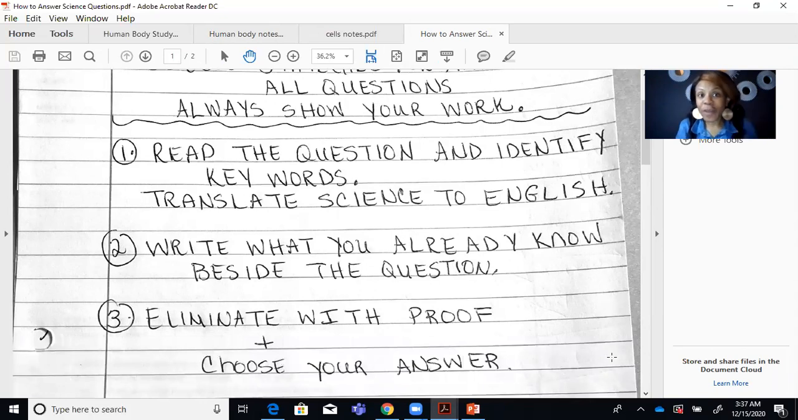Number one, first you have to read the question and identify the keywords and translate the science to English. Similar to if you speak more than one language, if you say, oh, hola, then automatically you should know that means hello. If you said mi amigo, you should automatically know that means my friend. It should automatically translate in your brain. So after I teach you so much science in class, you watch videos, look at the notes, then you should be able to translate science to English in everyday language whenever you are looking at your questions as well as hearing scientific terminology and vocabulary, right?